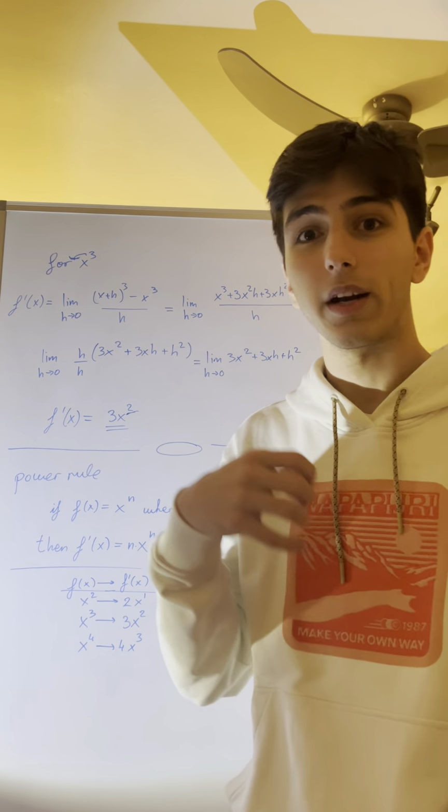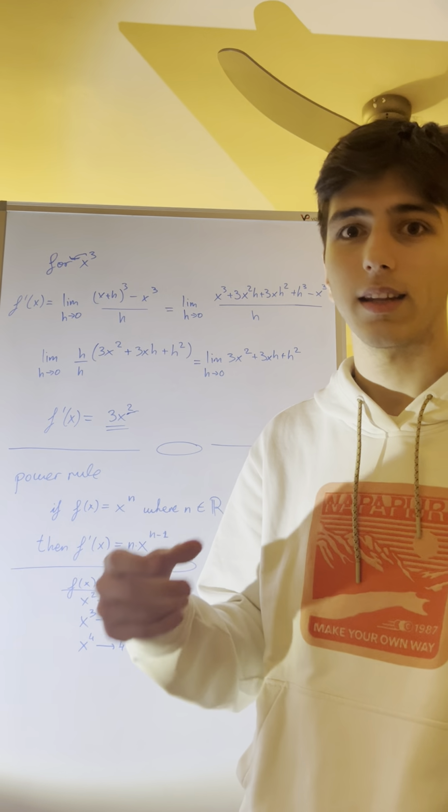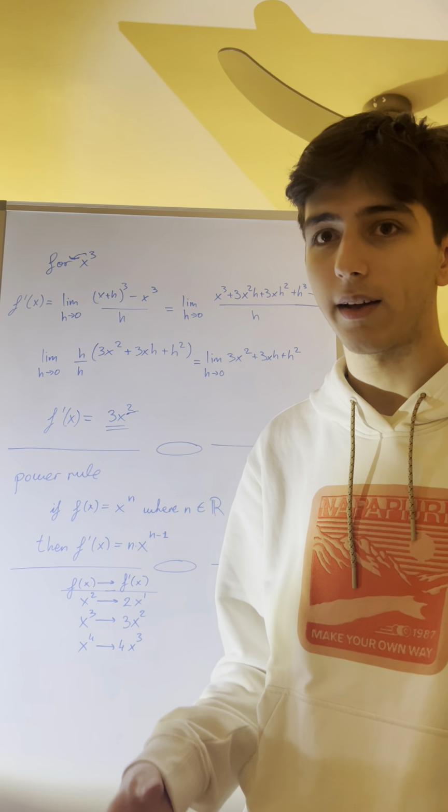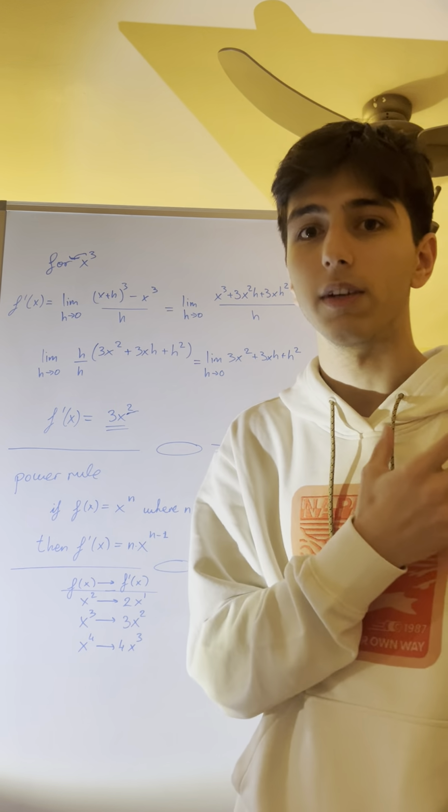So if we have a general theorem for that, for any number that you can think of, where it's a real number, if you have a function x raised to that power, the derivative is going to be that power times x raised to 1 less of that. So some examples are x squared becomes 2x, and x cubed becomes 3x squared, and x to the fourth becomes 4x cubed, x to the fifth would be 5x to the 4, and so the power becomes 1 less, and the coefficient gets multiplied by the previous power.